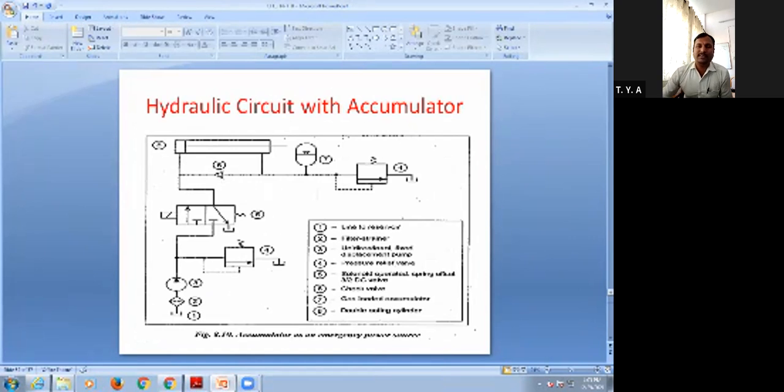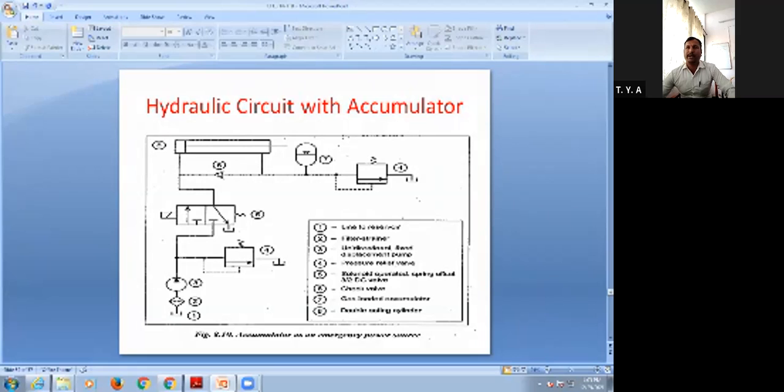Now, this is another hydraulic circuit with the accumulator. See, here also we have our cylinder, our actuator. Here we have our direction control valve. Actually, not a 4x2, this is a 3x2. 3x2 direction control, solenoid operated spring return.